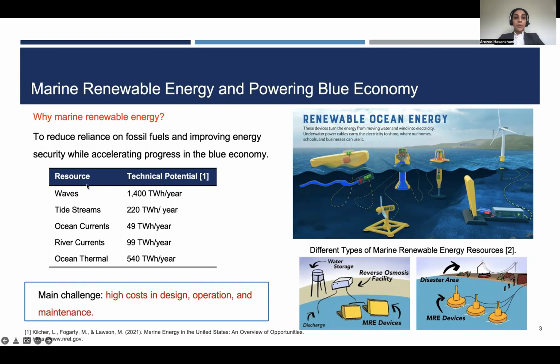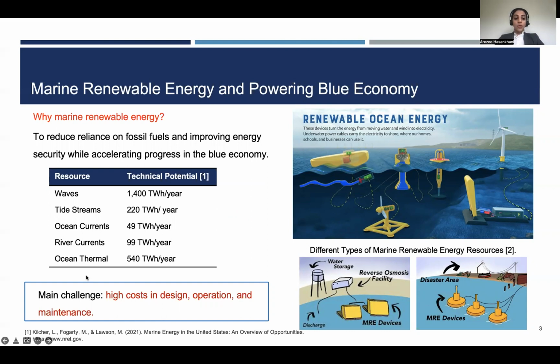There are different types of energy resources in marine environments, such as wave energy, tidal energy, ocean current, river current, and ocean thermal. We have different types of technologies to harness this power, and these are shown in this figure. Among them, we focus on the ocean current and marine current turbine system. There are different applications for these technologies, such as water desalination and powering disaster areas to benefit the blue economy.